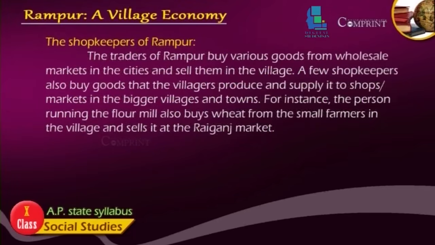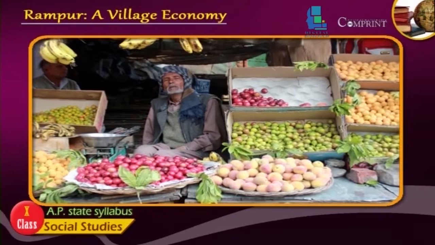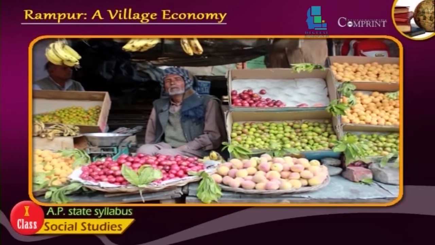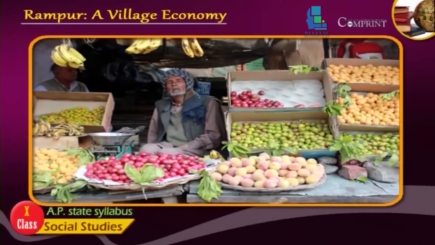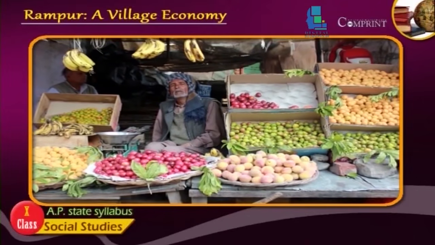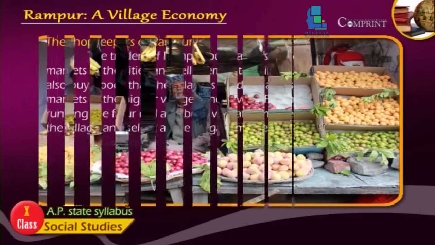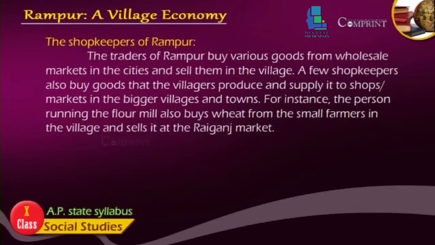The shopkeepers of Rampur. The traders of Rampur buy various goods from wholesale markets in the cities and sell them in the village. A few shopkeepers also buy goods that the villagers produce and supply them to shops in the bigger villages and towns. For instance, the person running the flour mill also buys wheat from the small farmers in the village and sells it at Raiganj market.